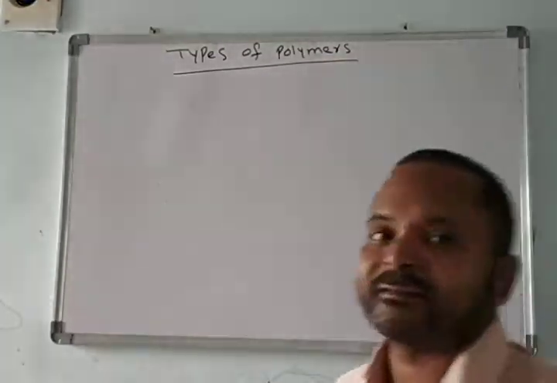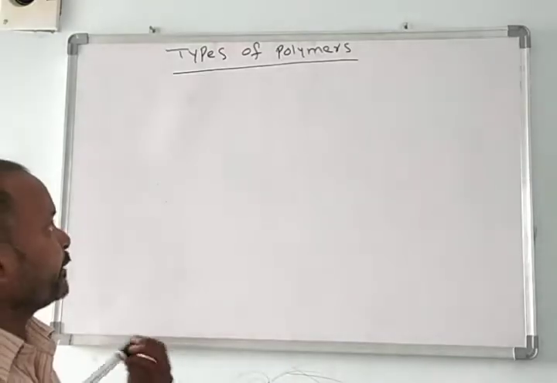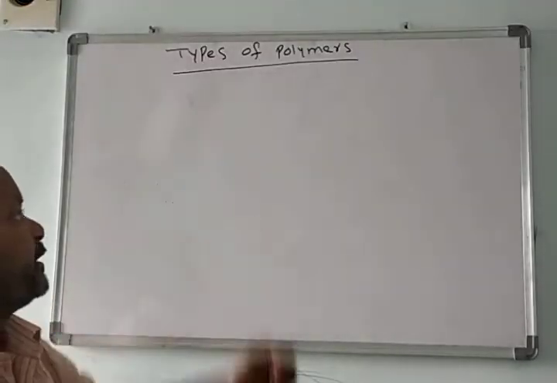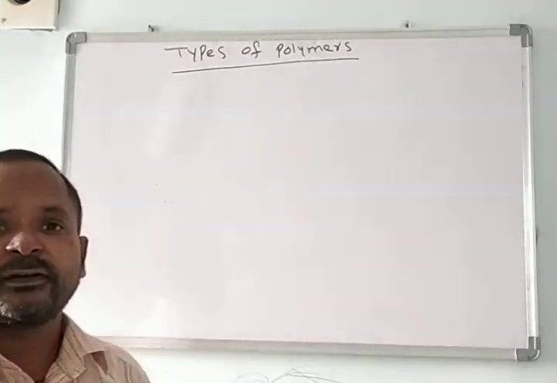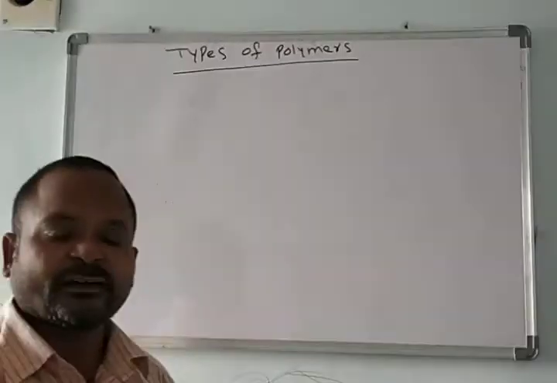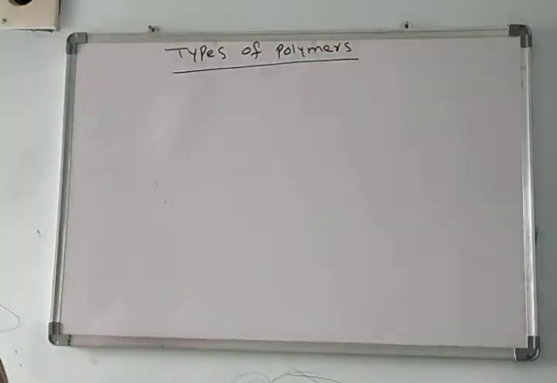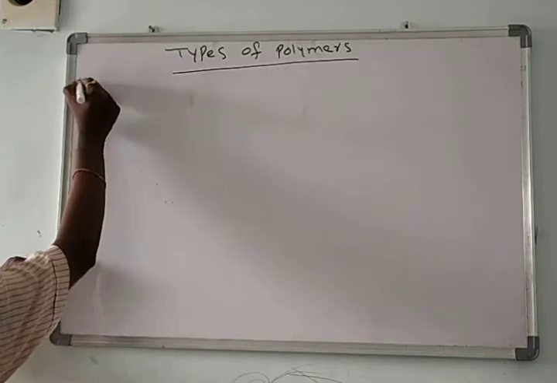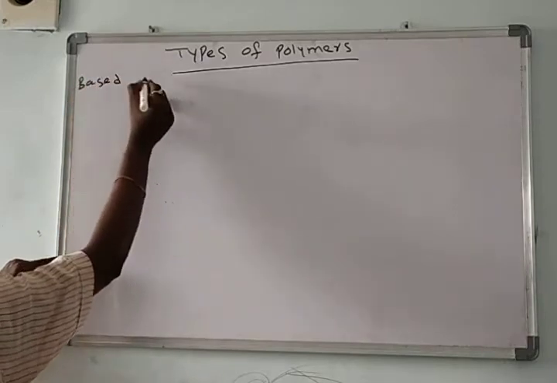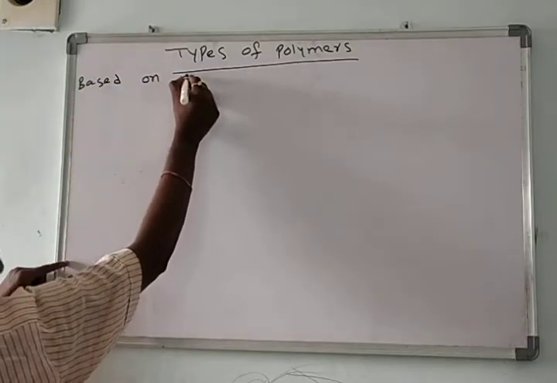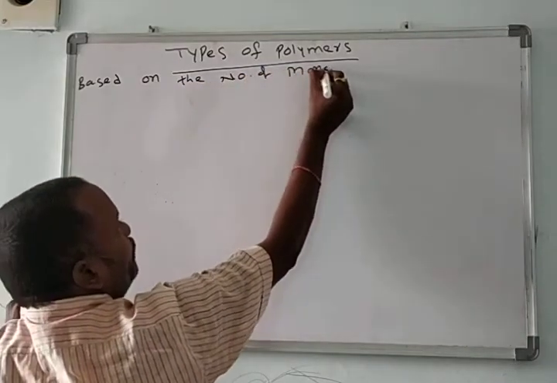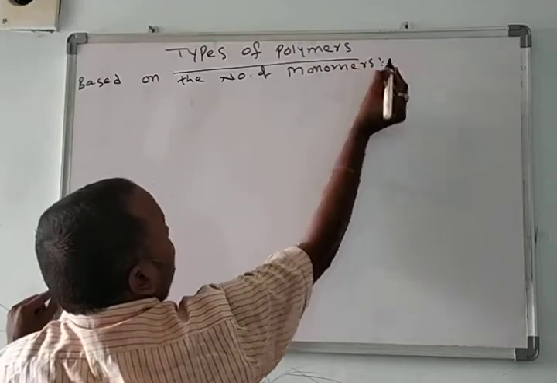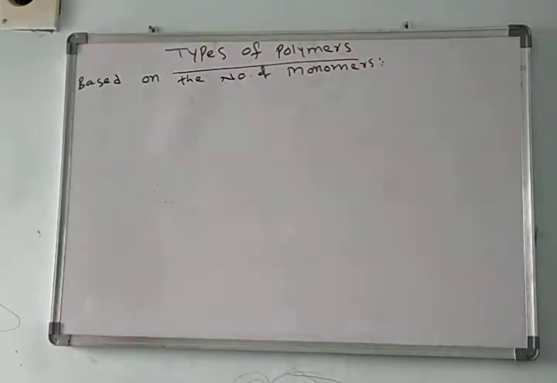Today we will discuss one more topic from the polymers, types of polymers. Yesterday we discussed different types based on the different situations. Here, based on the number of monomers, we'll see how many types of polymers there are.